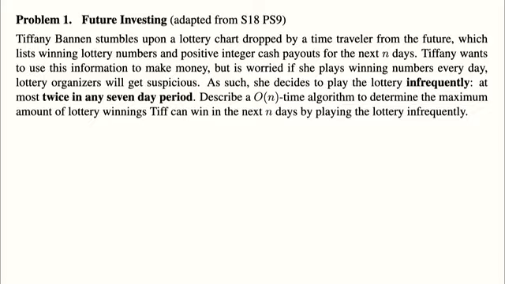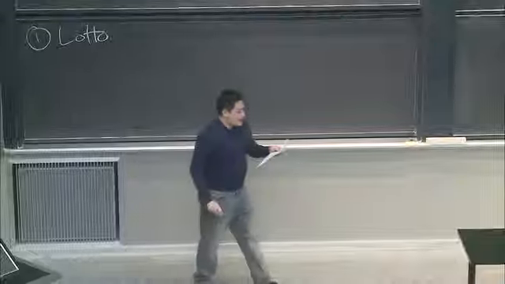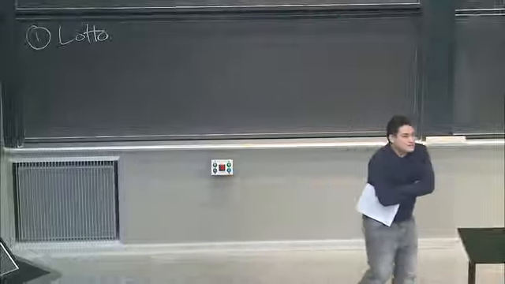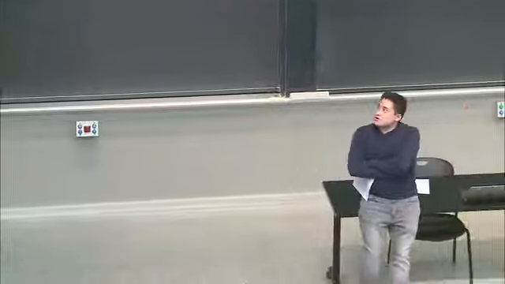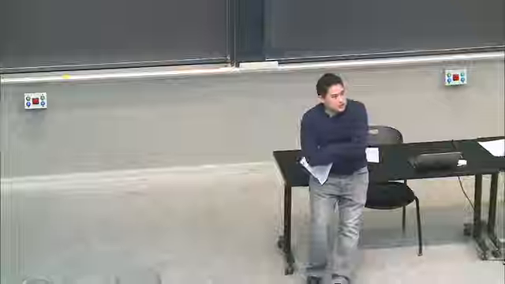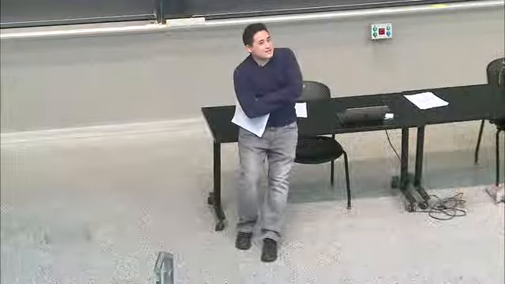Now, this was a particularly difficult type of p-set, or first p-set on dynamic programming problem, but let's try to do it together. So this is problem 1. I'm going to just call it Lotto. Okay, so how can we deal with subproblems here? Well, I might want to think about what do I do on the first day? Am I going to play the lottery or not? And then recurse on the rest.